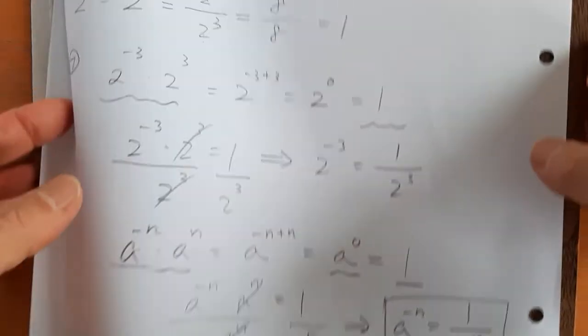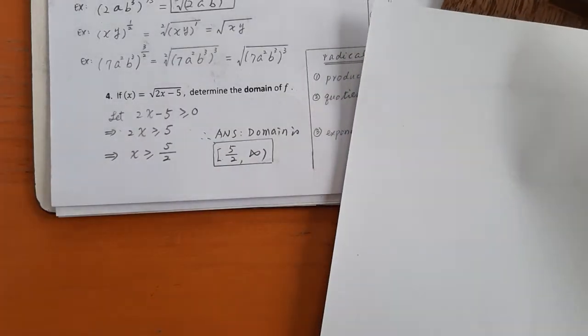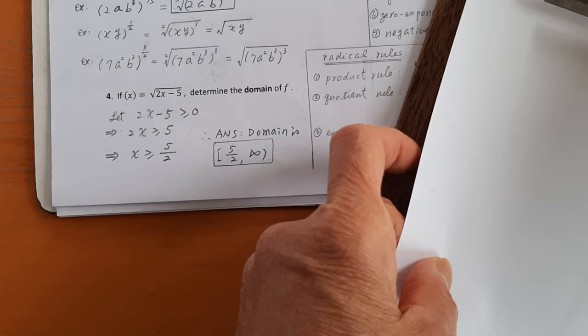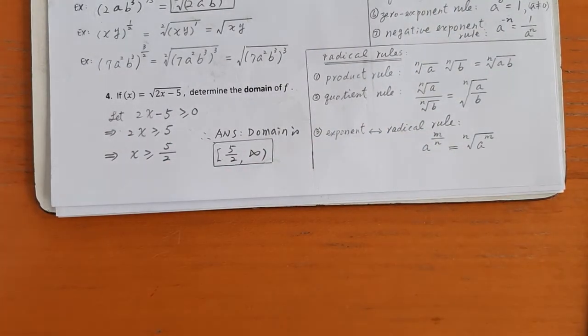So we got the formula. So that's the proof of the 7 exponent rules. The 7 exponent rules, and we are going to use them in this chapter 7.